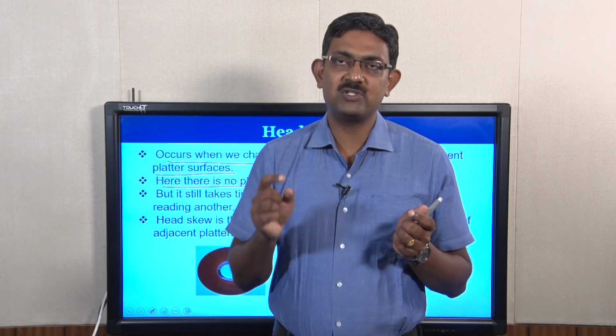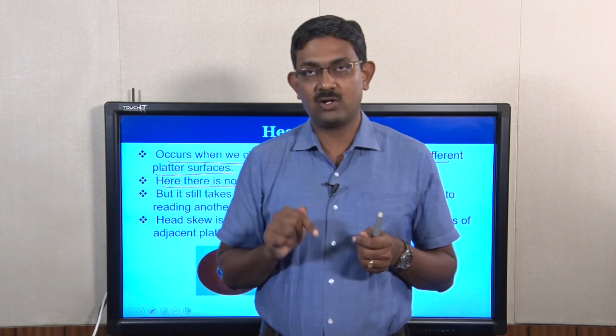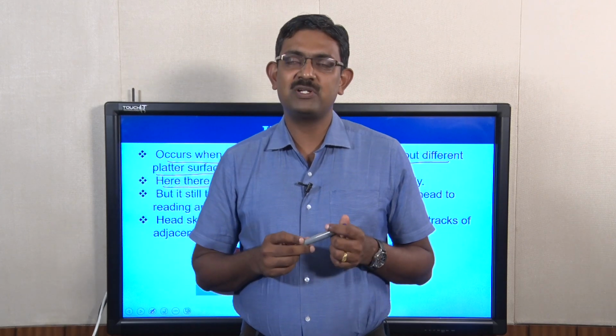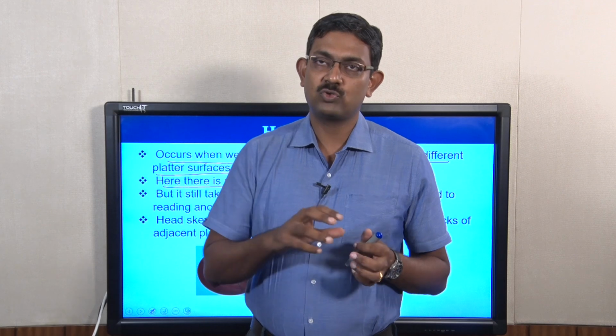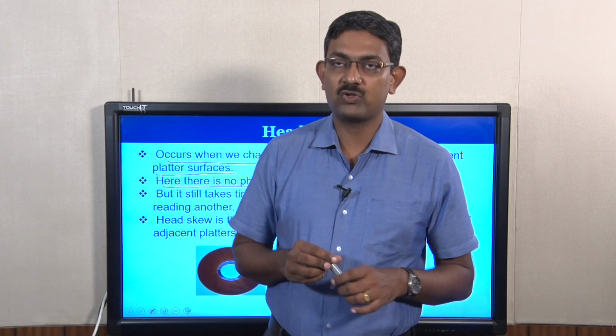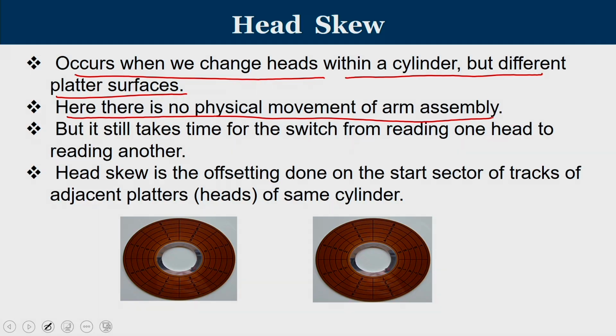So, cylinder skew happens when there is a movement from one cylinder to another, and head skew happens when there is data to be copied, which was through one head, and now I am moving across platters. So, head skew is the offsetting done on the start sector of tracks of adjacent platters of the same cylinder.